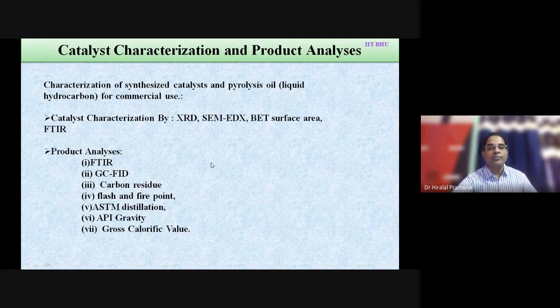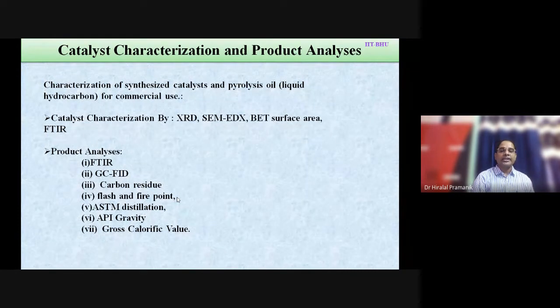Flash and fire point, we talk about safety during storage, handling and transportation, and also startup in the engine. If the flash point is low, then the startup will be excellent.